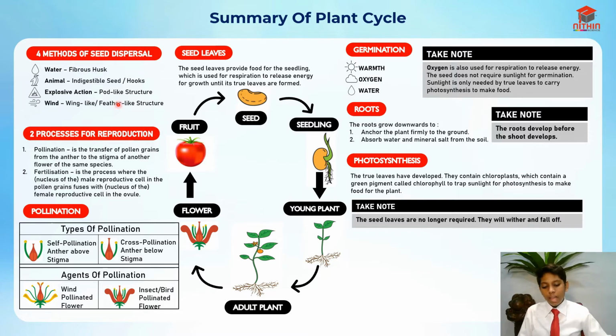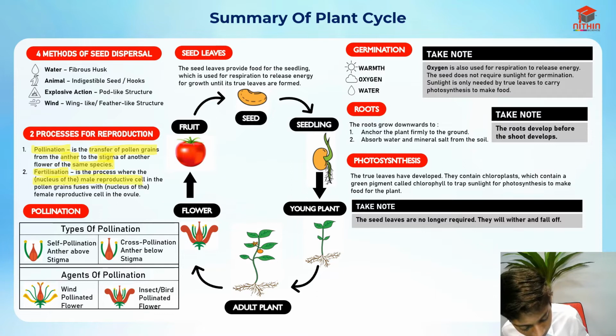Okay. Next, the two processes for reproduction. The first process is called pollination. Pollination is basically the transfer of pollen grains from the anther to the stigma of another flower of the same species. The next process is fertilization. Fertilization is the process where the nucleus of the male reproductive cell in the pollen grains fuses, which is a very important word, fuses with the nucleus of the female reproductive cell in the ovule.